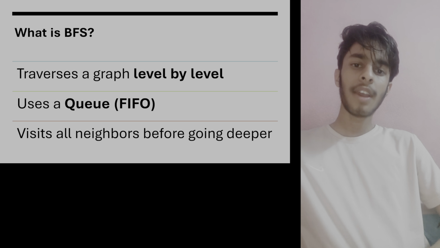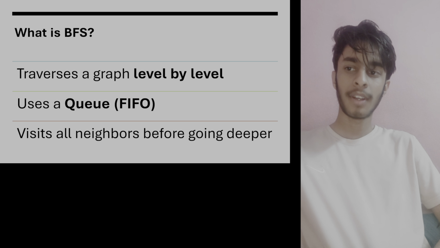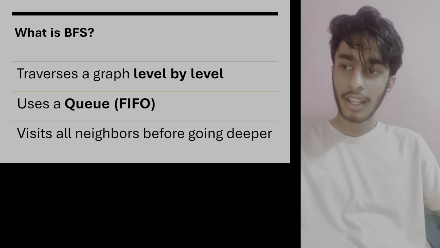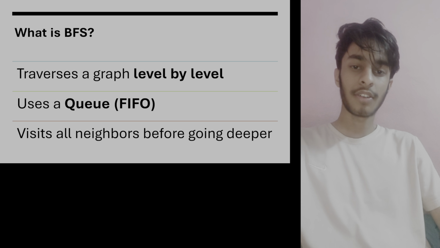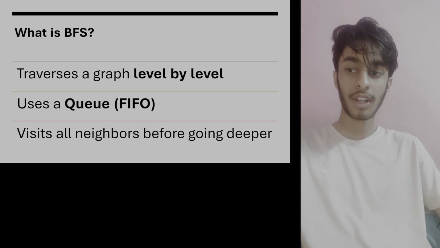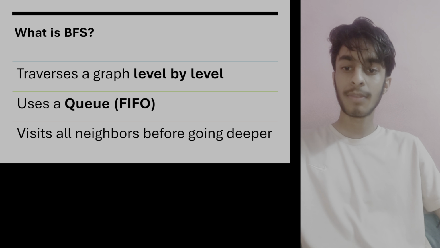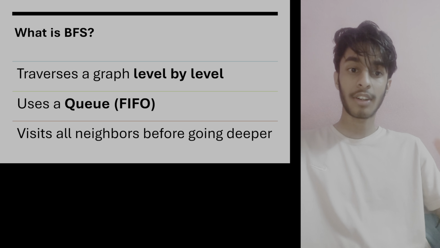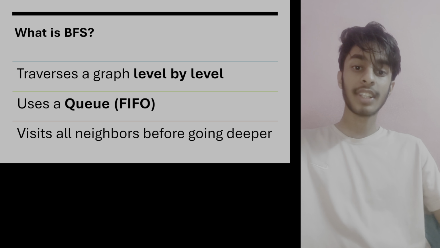So talking about the BFS or the breadth first search algorithm, it is a search algorithm that traverses a graph level by level. It uses a queue with first in first out approach. It means the first element to be inserted is the first one to be removed. So it visits all the neighbors before going deeper. It means that it traverses or it searches horizontally.